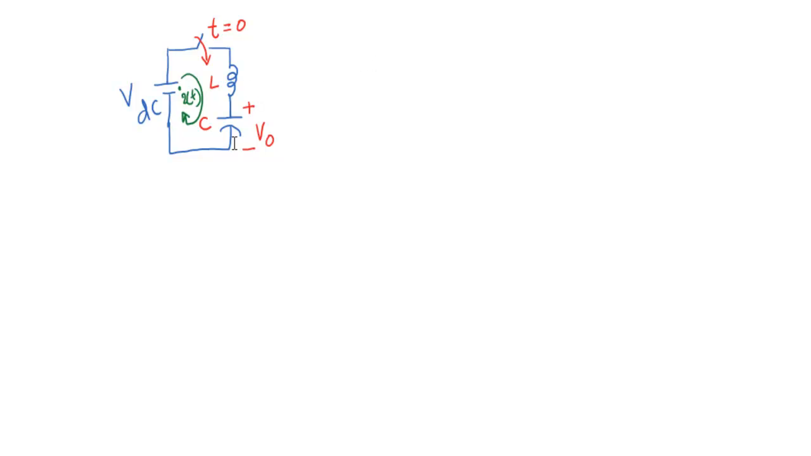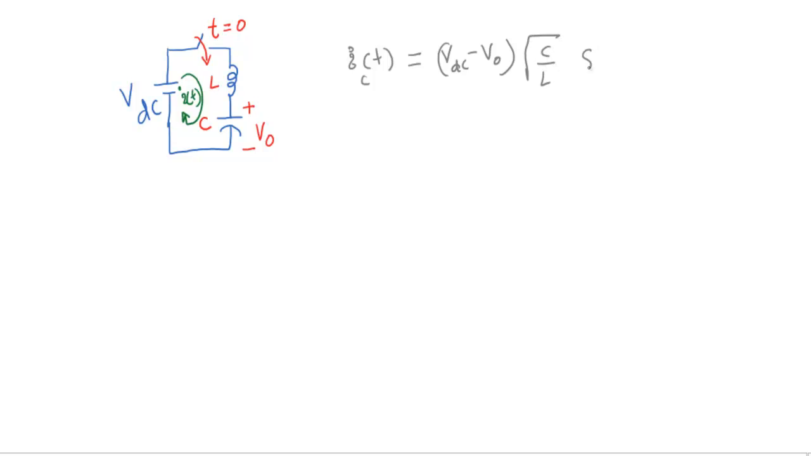Now we need to calculate what will be the voltage across the capacitor. To know this, we can rewrite what we discussed. What is the current flowing through the capacitor? i(t) or iC(t), both are same. Switch current, inductor current, capacitor current, all are same. So iC(t) equals (VDC minus V naught) into root of C by L into sin(omega naught t). So this is the current.